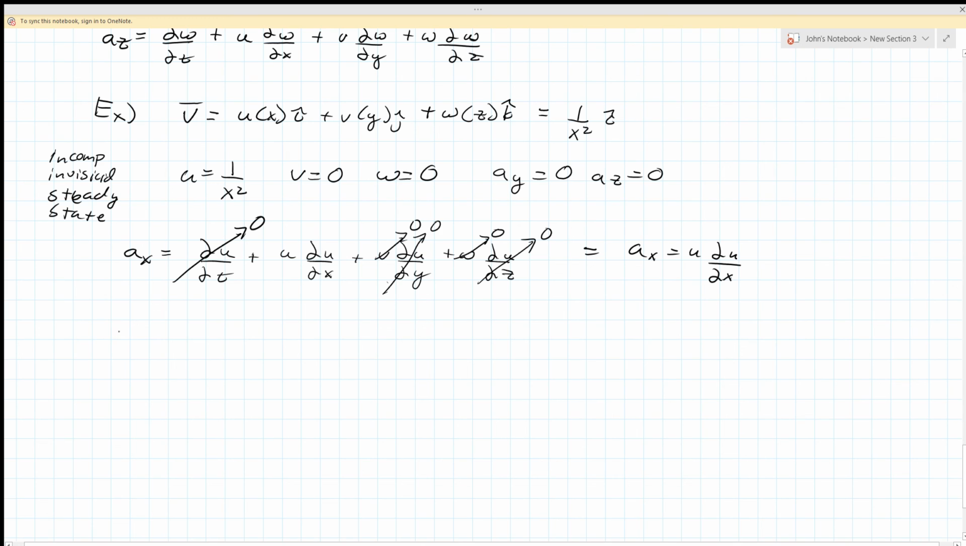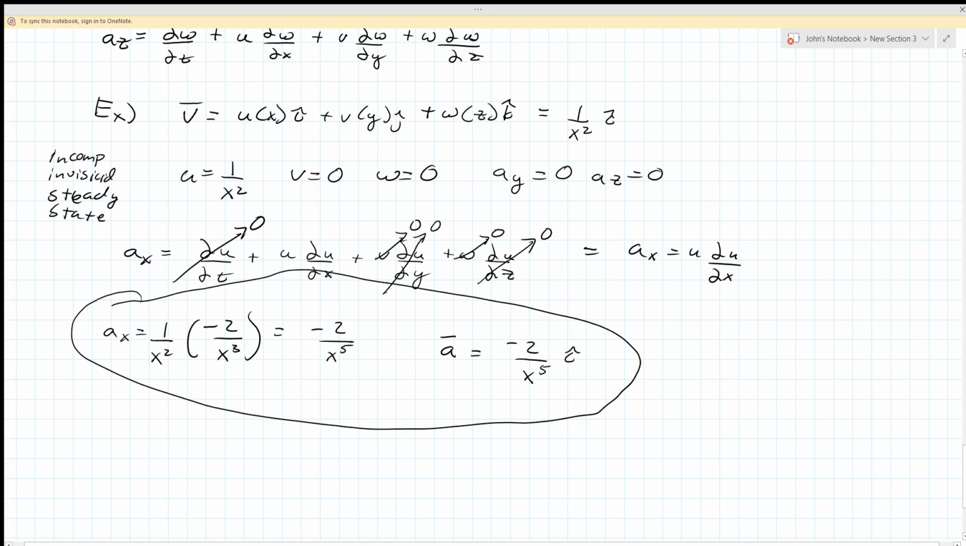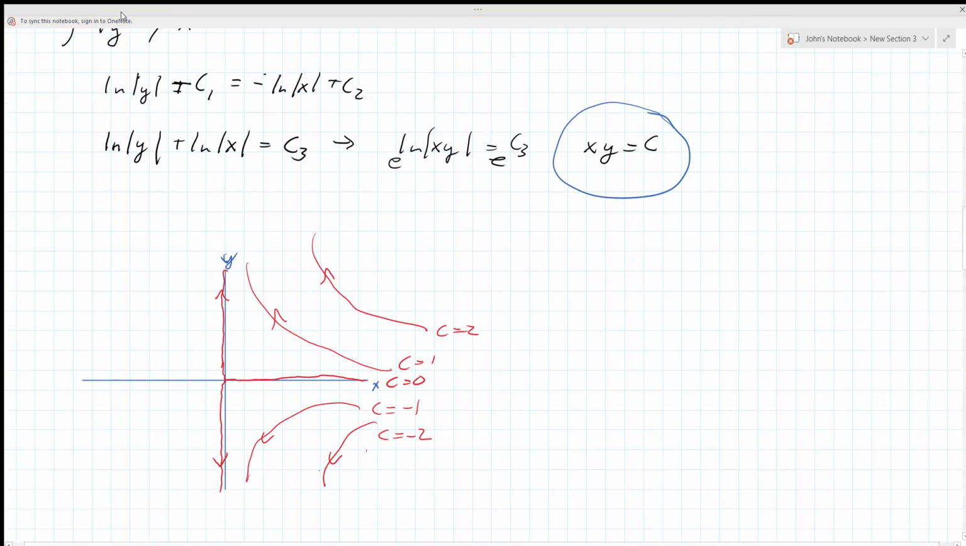So let's do that. That's going to be a sub x is going to equal 1 over x squared times, well, that's going to be negative 2 over x cubed, which is going to equal negative 2 over x to the fifth. Therefore, my a vector is equal to negative 2 over x to the fifth i. And that would be my acceleration vector equation there. So, this was a long video, so let's recap all the way back up here at the top.